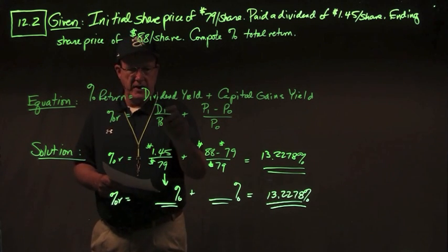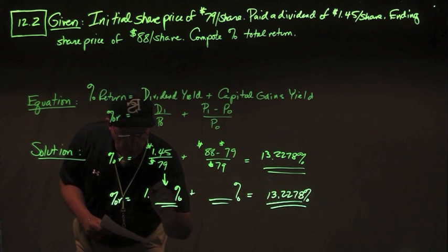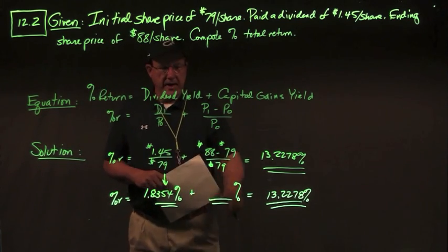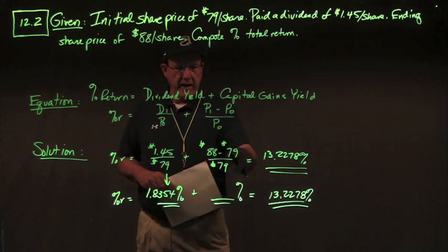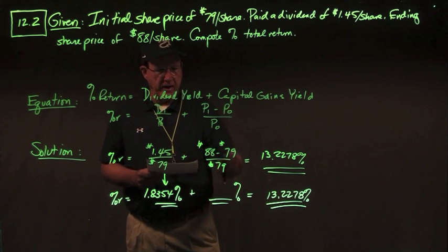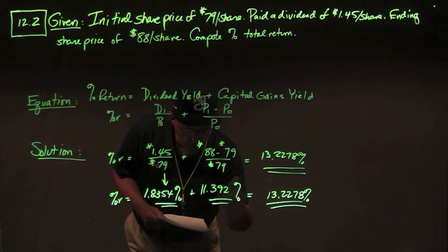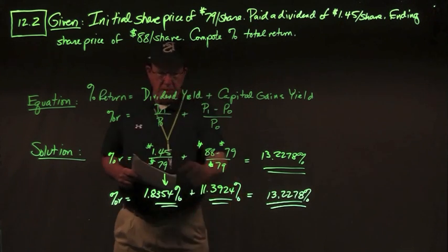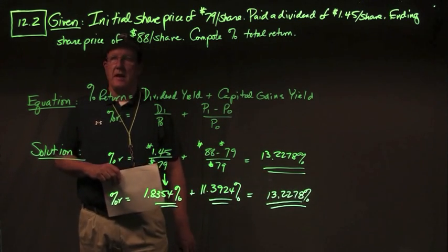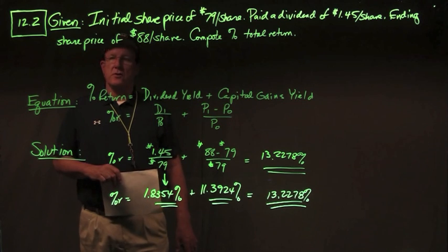So dividend yield is D1 over P0, $1.45 over 79, and I get a dividend yield of 1.8354%. And simply, again, I take the $9 price appreciation, divide by $79 to get the capital gains yield. So I take 9 over 79, and I get 11.3924%. If I add these two pieces up, dividend yield plus capital gains yield, I should get the original answer, 13.2278% total return, because percent return is equal to dividend yield plus capital gains yield. There's your answers to problem number 2.